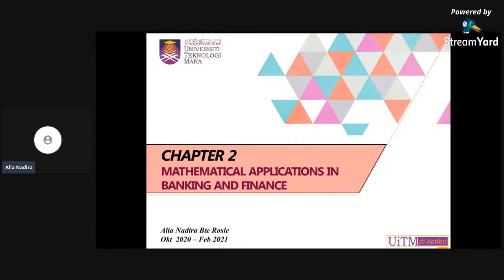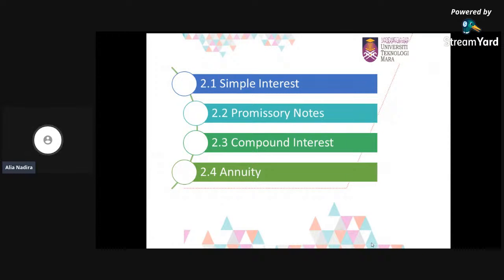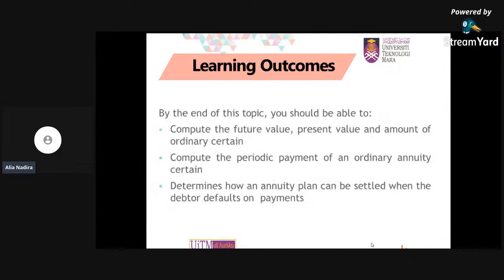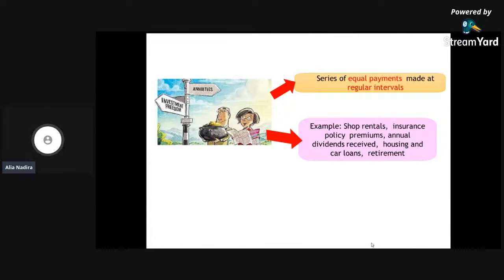Okay. So today saya akan cakap on annuity. So basically this one is chapter 2 lah. Okay, so what is annuity? Annuity is a series of equal payment, equal payment made at regular interval. Example we have shop rental, insurance policy premium, annual dividend received, housing and car loans and retirement.